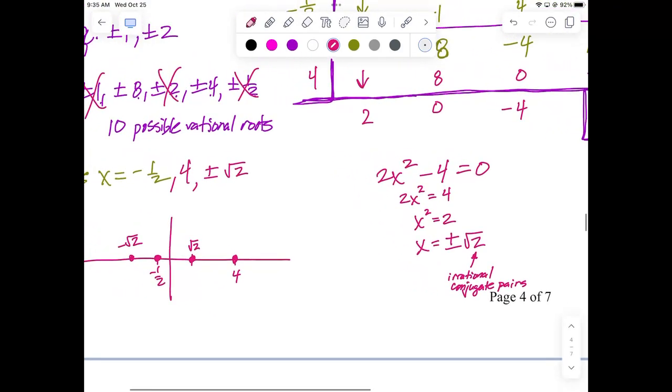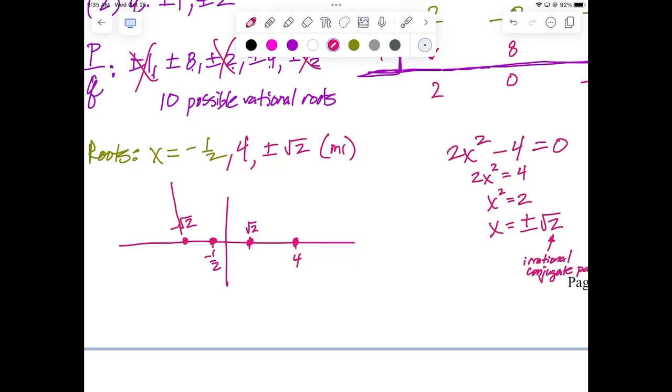These are all m whats? What's the multiplicity of all these roots? They're all 1. So it's going to come in like this. It's going to go like that. It's going to do like this. And it's going to look like that.